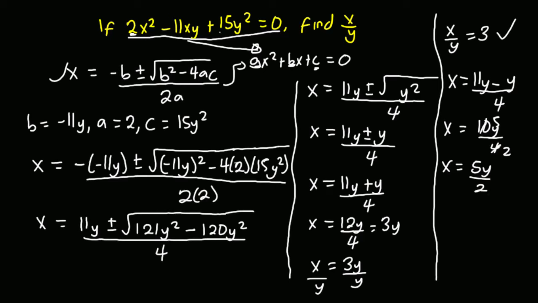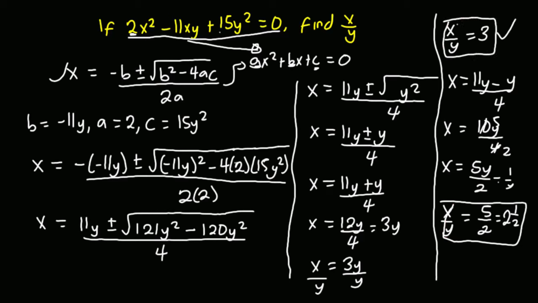But remember, we are looking for x on y. So I'll just divide both sides by y. So I'll get x on y will give us 5 on 2, which is the same as 2 whole number 1 on 2. And therefore another value for x on y is 5 on 2, or 2 whole number 1 on 2. So these are the values of x on y. The first one is x on y is equal to 3, and the second is x on y is equal to 5 on 2.